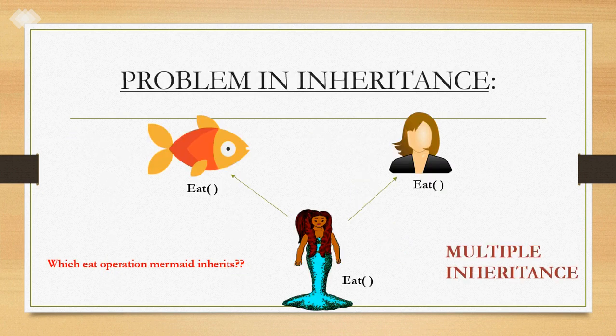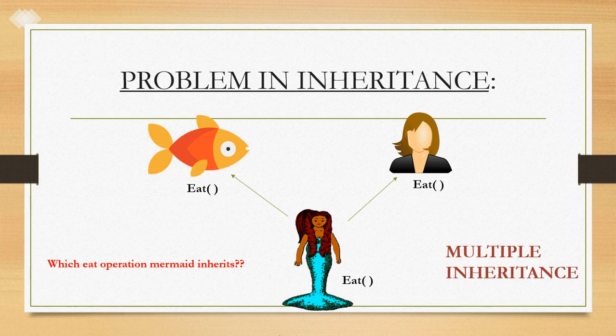Now here is a section on a problem in inheritance. This is called multiple inheritance. Now I'm telling you about the problem. For example, I have a mermaid. As you can see, a mermaid has an operation of eat. Let's suppose it is a parent class. Now it has two children, for example fish and woman.